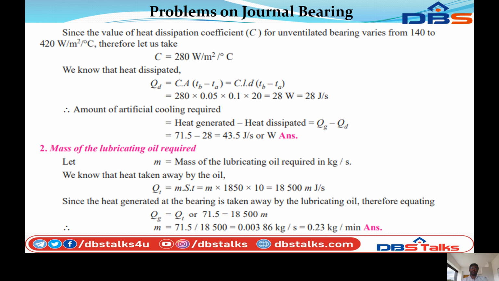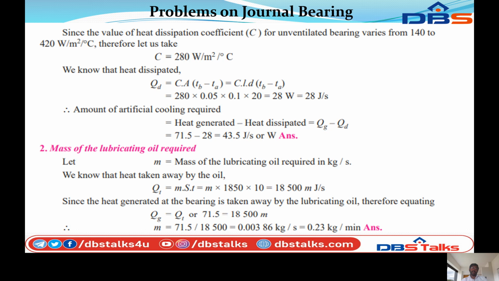So therefore amount of artificial cooling required, that equal to heat generated minus heat dissipated, that equal to Qg minus Qd, that equal to substitute the value 71.5 minus 28, that equal to 43.5 joule per second or watts.